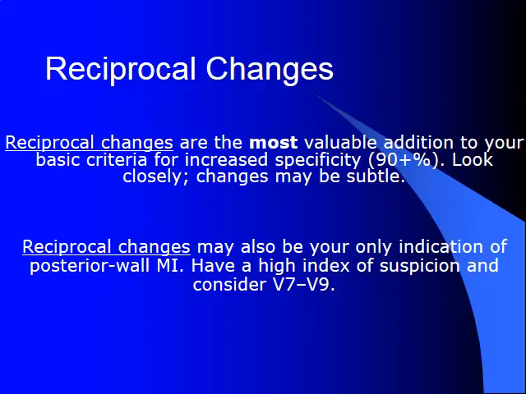The reason for this is what we're looking for is a mirror image. Whenever we're looking at our ST elevation in 2, 3, AVF, we know that we're looking from the bottom up. 1 and AVL are looking at the high lateral side. So we would expect, not always, but we would like to see ST depression in these leads. This is what a reciprocal change is. And we'll look at examples of that as we move forward.